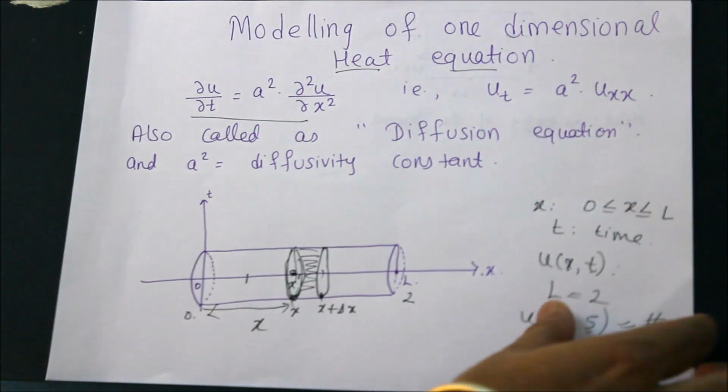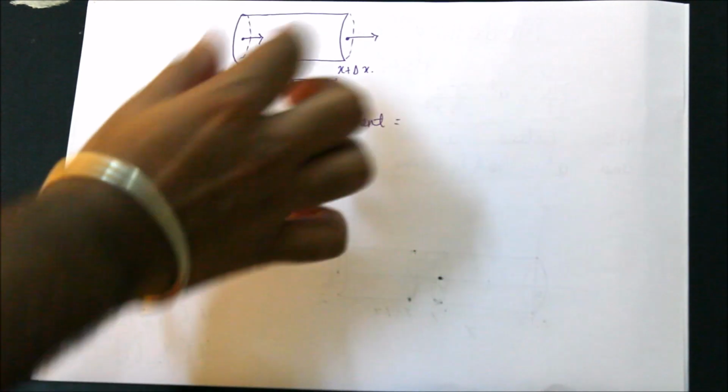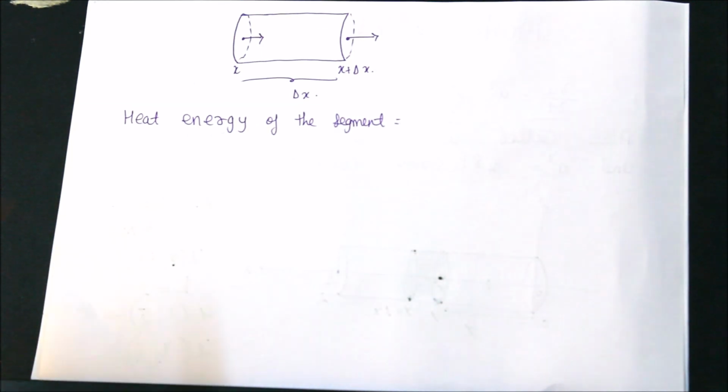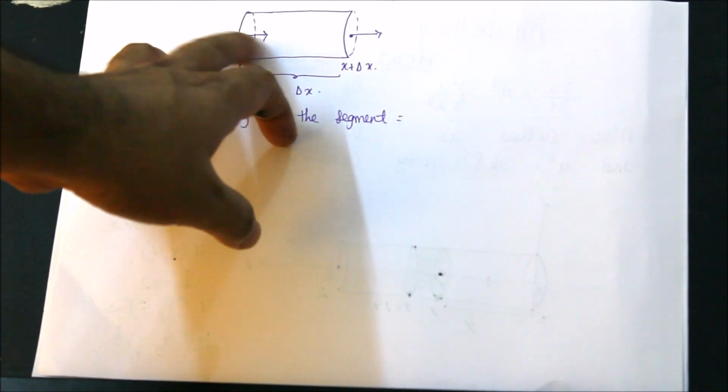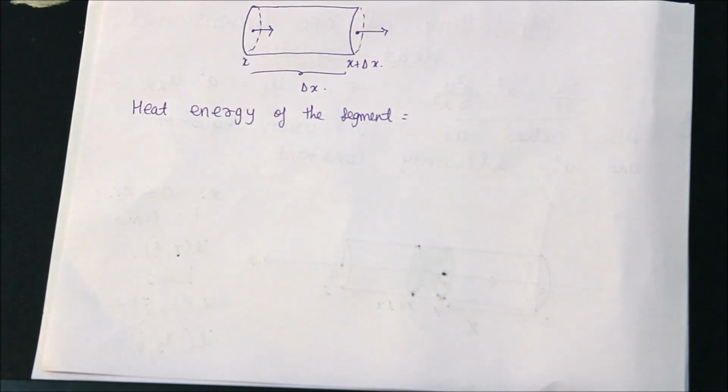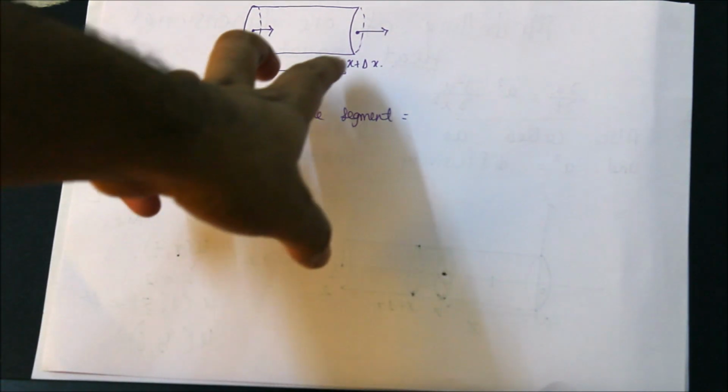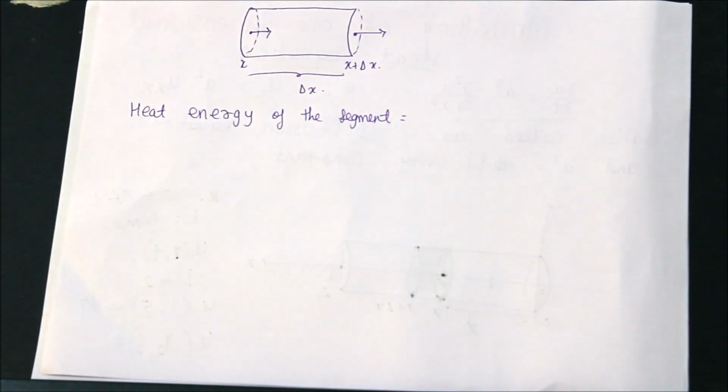Let me enlarge this. If I enlarge this, this is what the segment was. They are very close segments, but just so that one can see it properly, I am enlarging the figure. This was my x, this is my x plus delta x. This is the heat coming in from here, and from here the heat is going out. And this distance is the length, delta x.